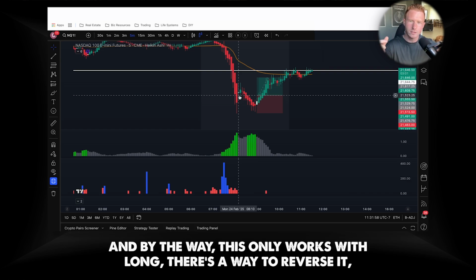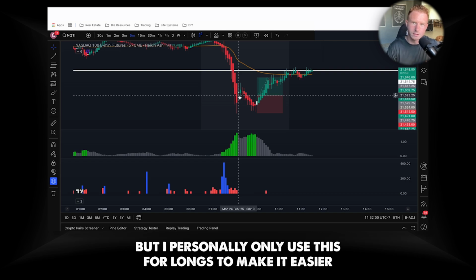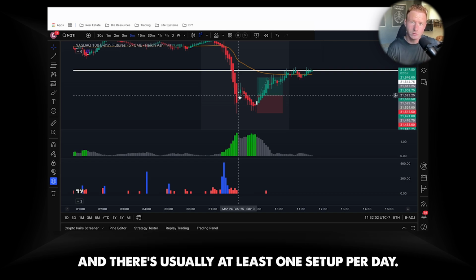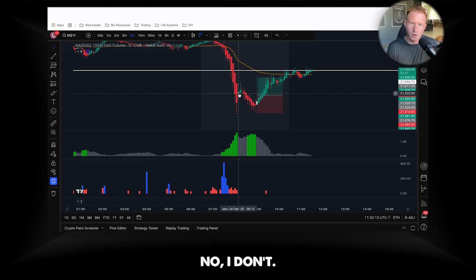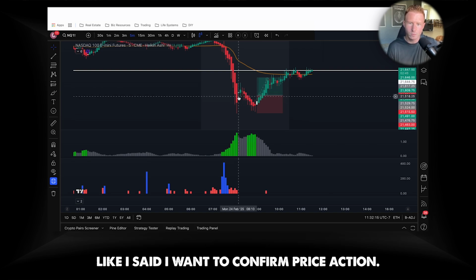There's a way to reverse it, but I personally only use this for longs to make it easier, and there's usually at least one setup per day. So once there's a colored candle, do I go long right away? No, I don't. Like I said, I want to confirm price action.